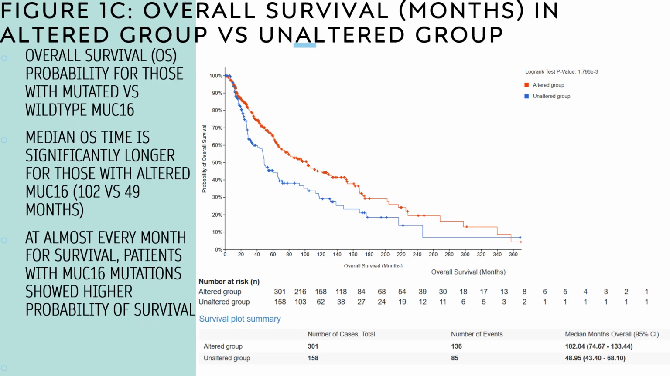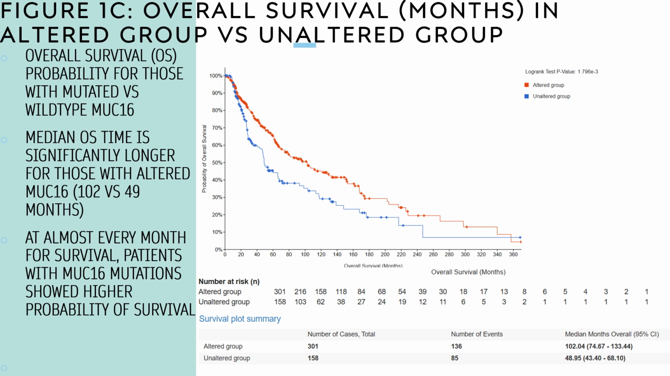This plot shows the overall survival for patients that experience a mutated MUC16 gene versus those with the wild-type MUC16 gene. This encapsulates all patients present in the study, and you can see from the plot that the altered group, those that have the mutated MUC16 gene, actually experience a higher probability of survival at each survival month interval for almost the entirety of the duration of time.